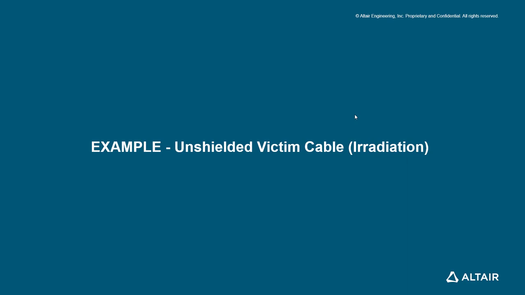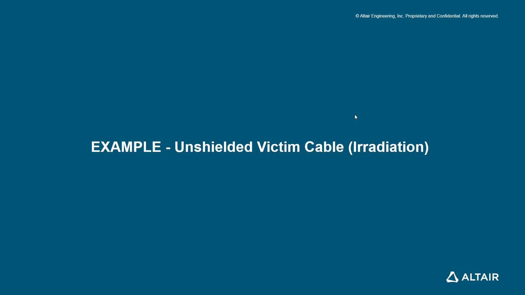In the previous video, I introduced the basis of wire harness modeling using Feko, and we did a simple example for an unshielded radiating cable. Now in this video, we will look at the second example, which is the unshielded victim cable.